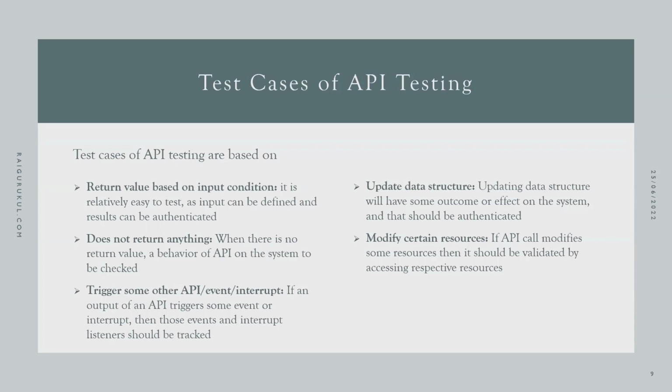Trigger some other API or event interrupt. If the output of an API triggers some event or interrupt, then those events and interrupt listeners should be tracked. Update data structure. Updating data structures will have some outcome or effect on the system, and that should be authenticated. Generally, for this we use the POST method. Modifying certain resources. If an API call modifies some resources, then it should be validated by accessing the respective resources.